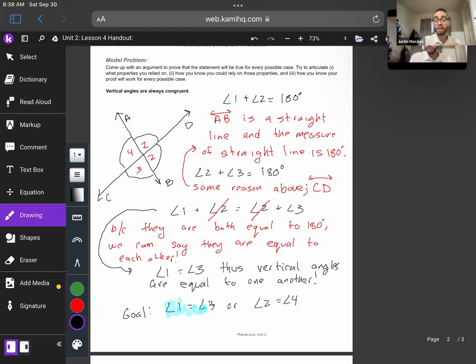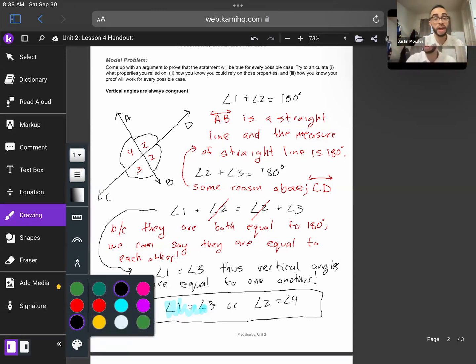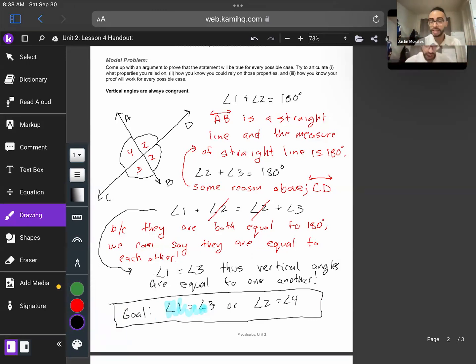Then from there, we had to use a combination of some math rules and properties to get to our end goal of proving vertical angles are equal to each other. And you should always have that end goal in mind, so we wrote it down right away. We wrote our goal. Then we noticed we were using that the straight line is equal to 180 degrees, and then doing some substitution, we were able to get there.